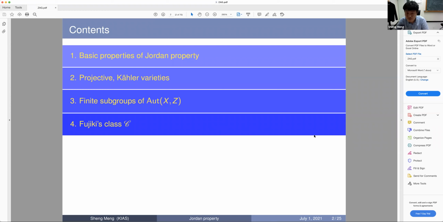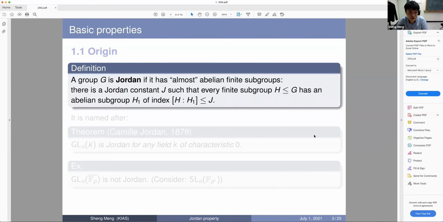Okay. So let's start. So let's first recall the definition. Given a group G, we say G is Jordan if it has almost abelian finite subgroups. Precisely, it means that there is a Jordan constant J such that every finite subgroup H of G has an abelian subgroup H1, which is a subgroup of H, and the index is bounded by this J. And this constant J depends only on the group G.